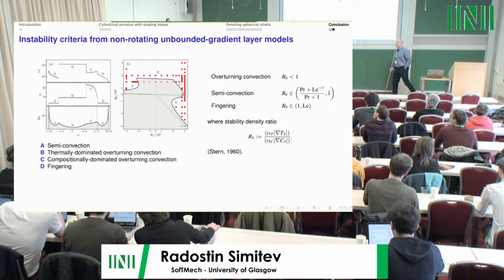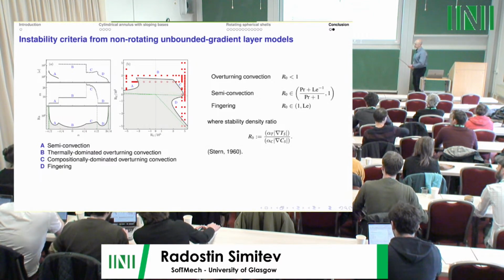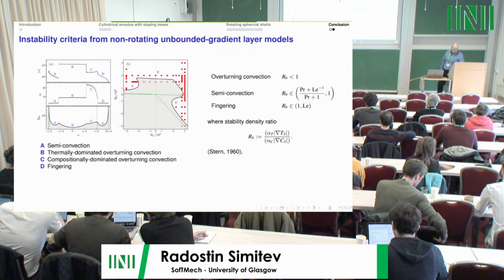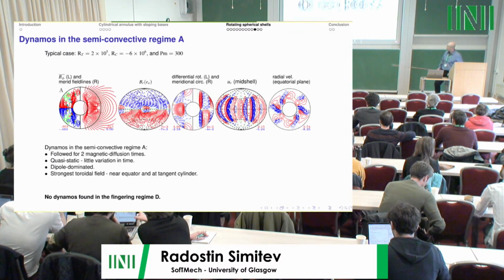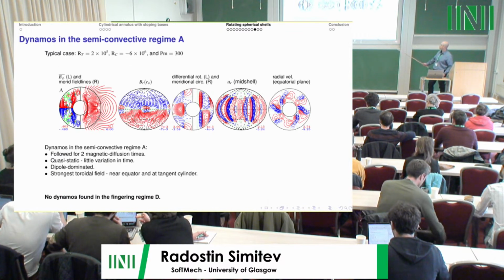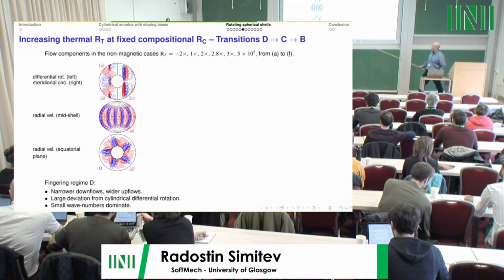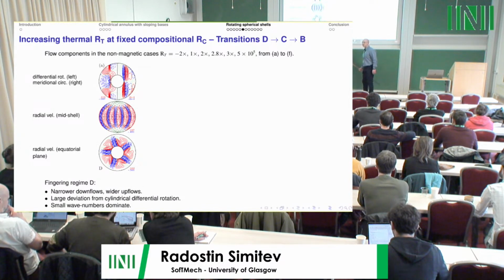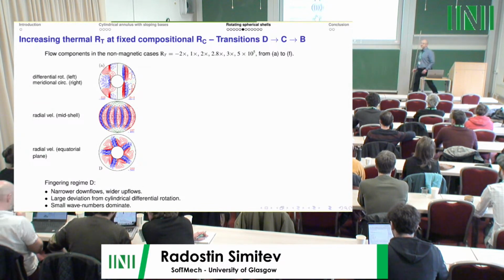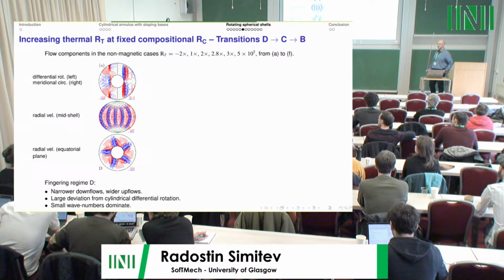Just seems a bit surprising. If you don't have rotation, you have fingers. There is some very weak indication of similarity between upflows and downflows. Let's just wait for this to come back. Yeah, so these are thinner than these. They're very big scale fingers. Yeah. Sorry.